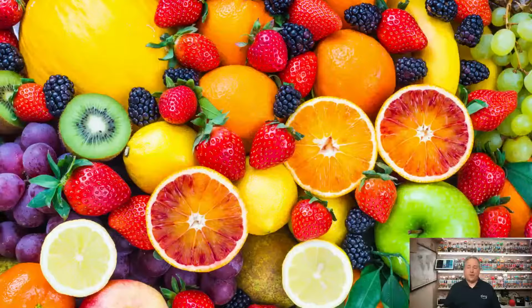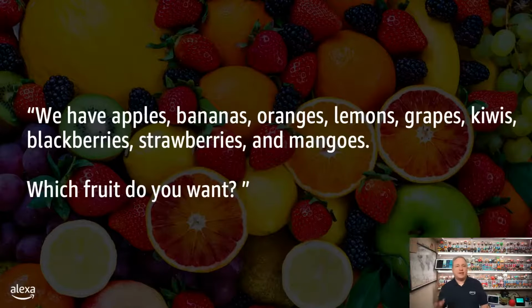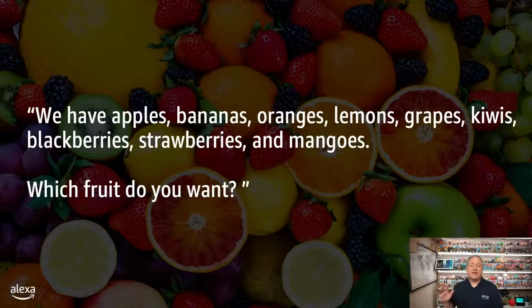Let's imagine for a minute that we're building a fruit stand skill, and we want to be able to sell fruit to our users. We have a wide variety of fruits that are available. You can see them all in the picture here. But what we want to do is make sure that users know what they can choose. And so we present it like this. We have apples, bananas, oranges, lemons, grapes, kiwis, blackberries, strawberries, and mangoes. Which fruit do you want?